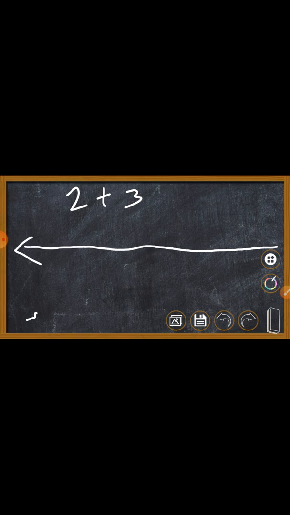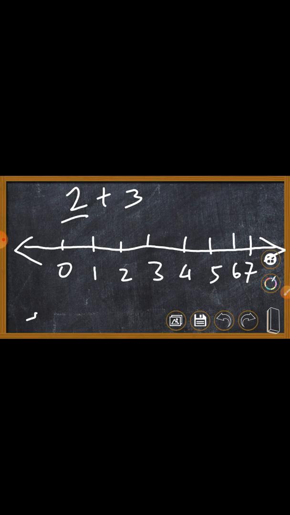Then what are you going to do? Let me draw a big number line. This is 0, this is 1, this is 2, 3, 4, 5, 6, 7. So where am I right now? I am at 2, so I am over here. Plus 3. What is the meaning of plus 3? Plus 3 means you need to move 3 times towards the right. Plus means towards the right and minus means towards the left. So I jump 1 time, 2 times, 3 times towards the right. Where do I land? I land at 5. So your answer is 5.